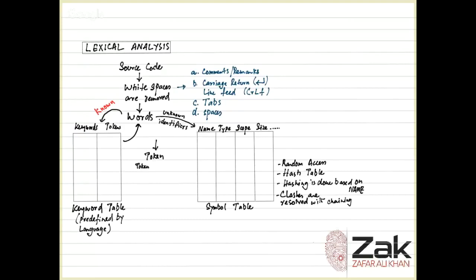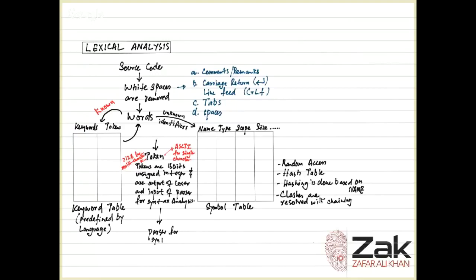So these tokens are generated if it is a symbol table, and these are predefined. So tokens are 16-bit unsigned integers and are the output of the lexical analysis, which is done by the lexer, and the input of syntax analysis. Syntax analysis software is called parser. If the word is of just one character, then its ASCII is taken as its token. So for multi characters, the tokens are always greater than 128 because ASCII covers up to 128.